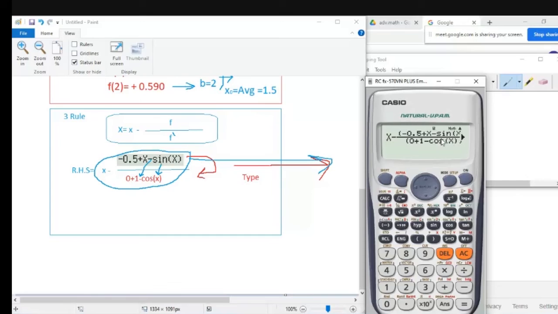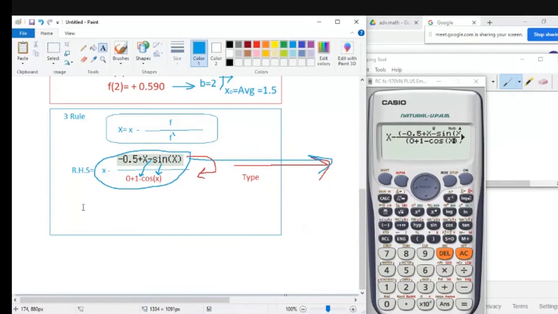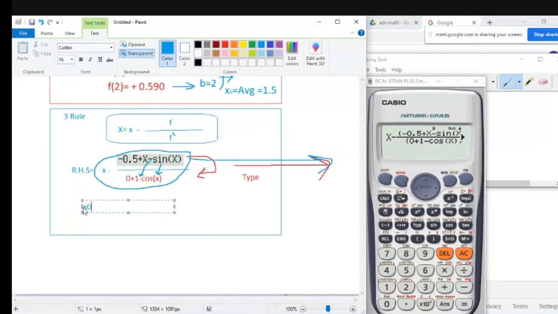I wrote it inside the calculator. After that, I'll arrange myself and write the solution. At the beginning I should write x naught equal to what? I think you know x naught. We did it together. Below x naught, you should write the 4 iterations: x1, x2, x3, and x4. I'll just change the index: here I have 2, here 3, and here 4.